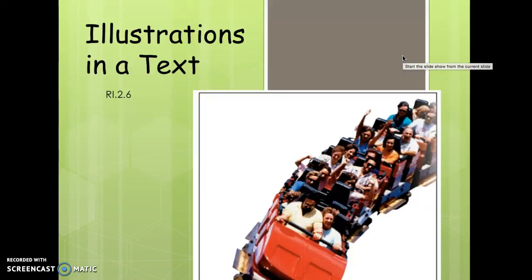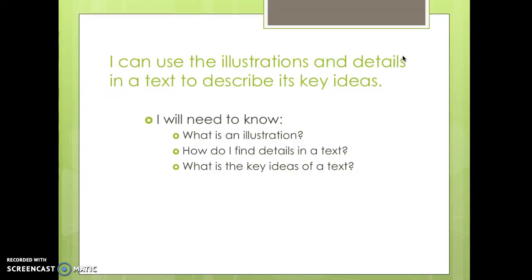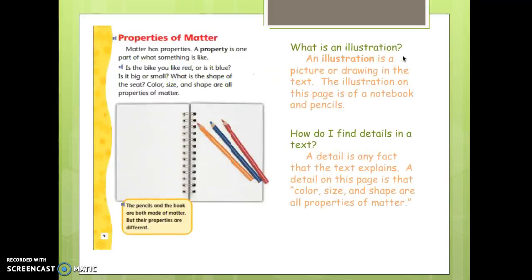Today we're going to be looking at Standard 2.6, the Informational Standard, where we look to see how illustrations can help us as we read a text. The standard says that I can use the illustrations and details in a text to describe its key ideas. In order to do this, I will need to know what is an illustration, how do I find details in a text, and what is the key idea of a text? To do this, we're going to use this page from a nonfiction text.